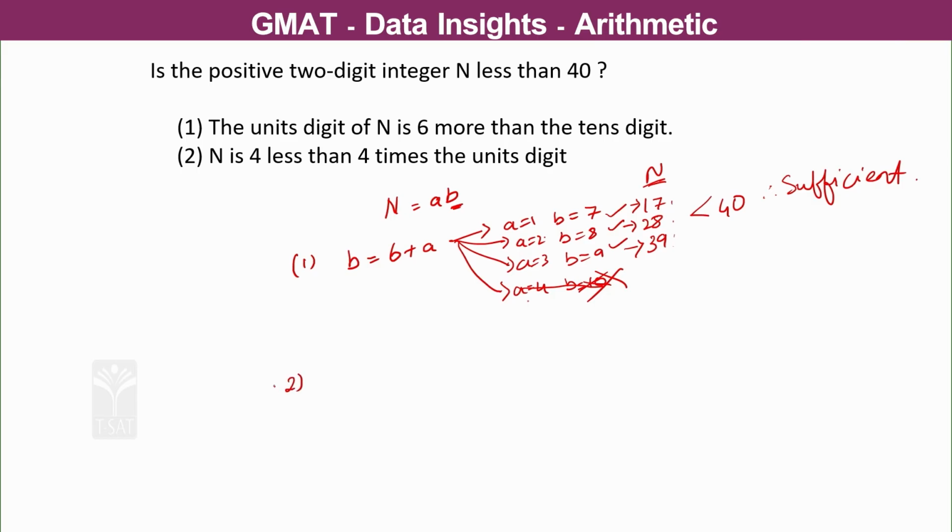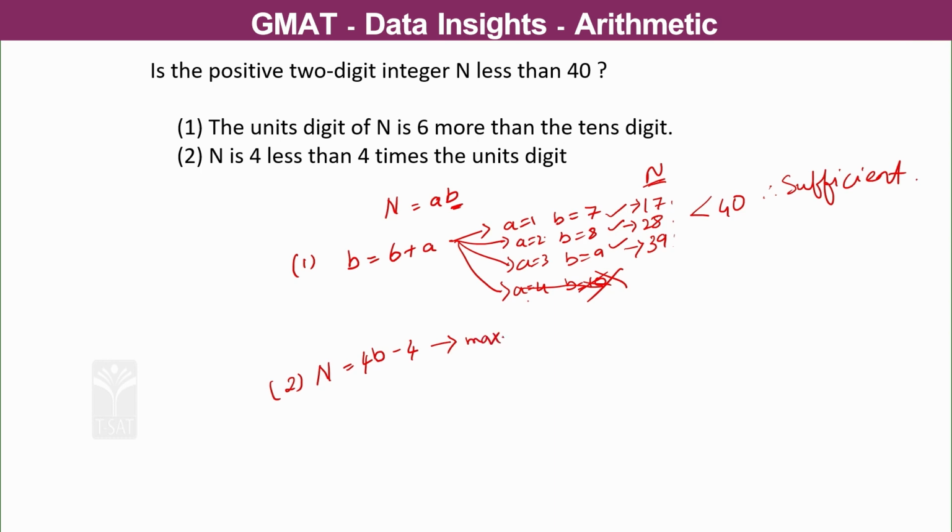Let us look at option 2, where N is 4 less than 4 times the unit digit. Unit digit is B. So, N will be 4 times that, which is 4B, minus 4, since it is 4 less than 4 times the unit digit.